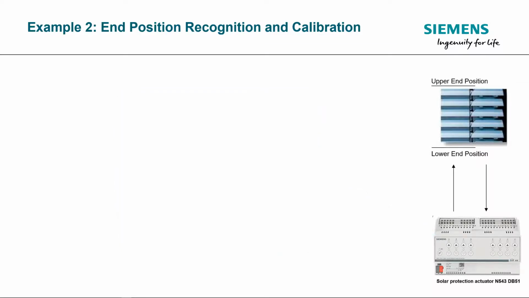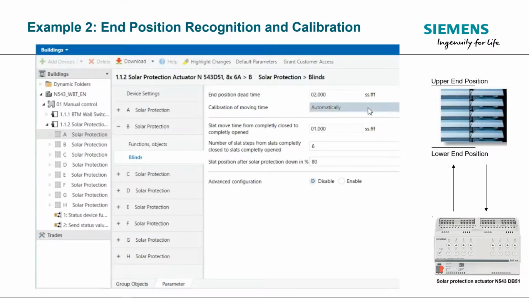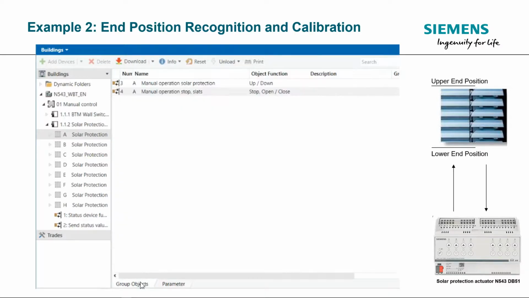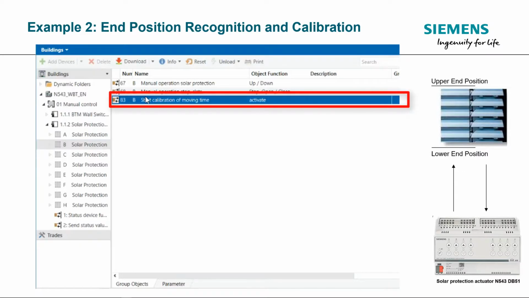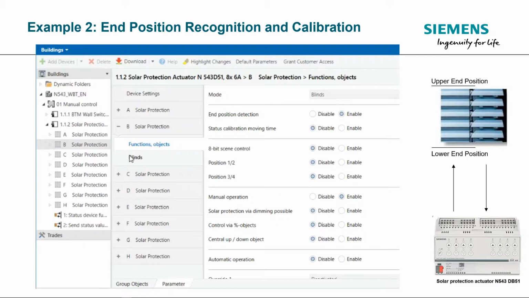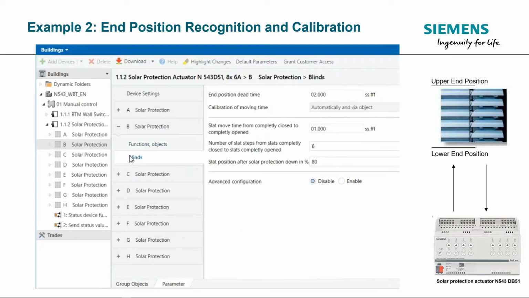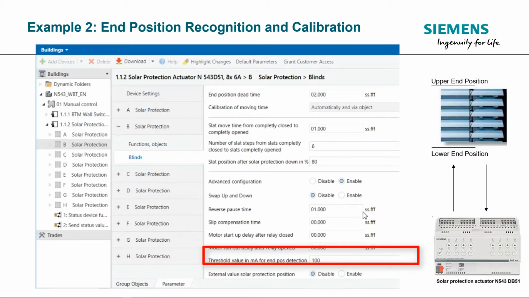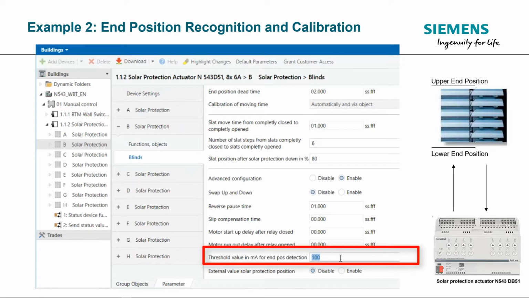If, contrary to expectations, the result of this simple setting is insufficient, it is possible to display an object for manual calibration in addition to the automatic calibration. Also, if there are problems with end position detection, the response threshold of the current can be changed via the extended configuration. This brings us to the end of this example.